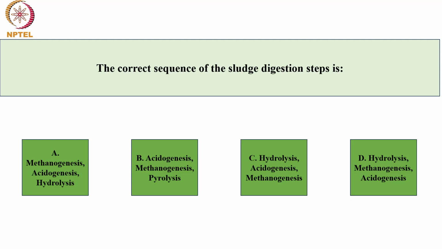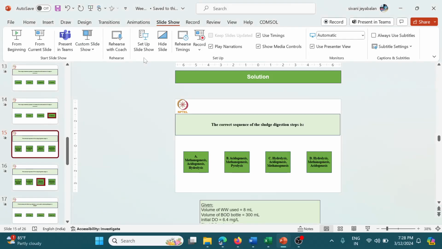After that, organic acids will be produced from the simpler compounds by acid generators. After that, acetic acid or acetate will be converted to methane by methanogenesis, by the methanogens. So that will be the sequence. So option C will be the sequence. If you want, I can type it also.